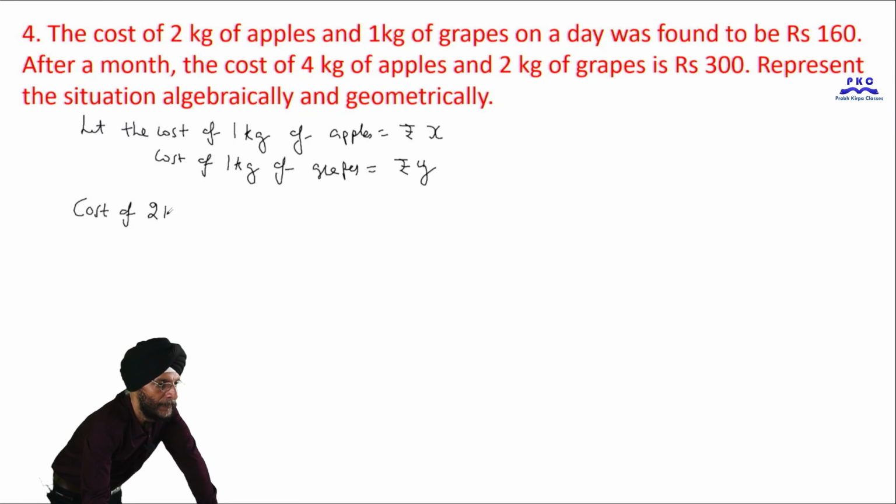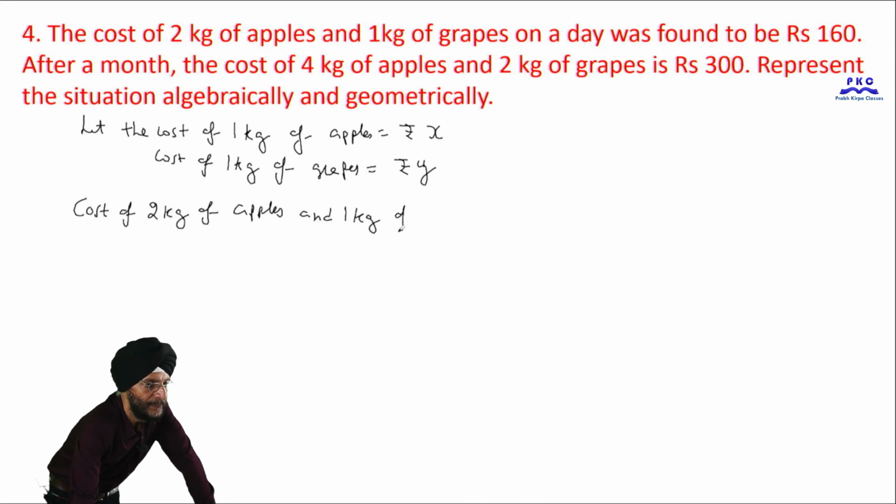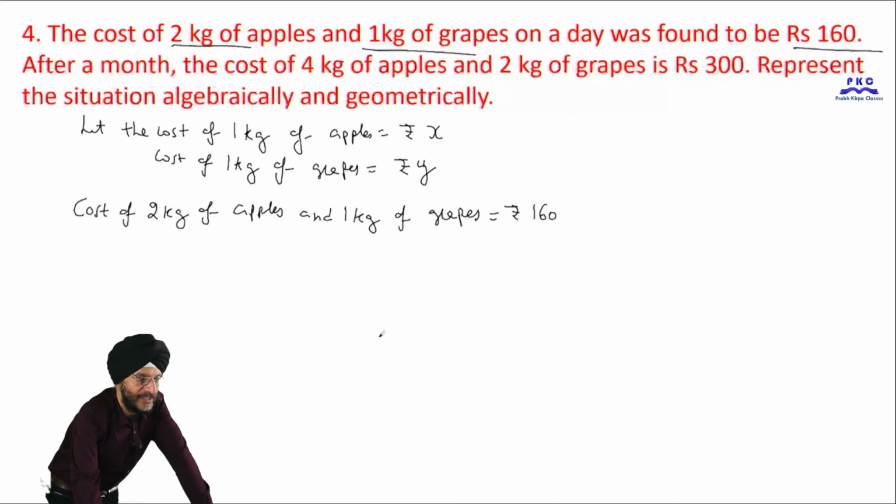The cost of 2 kg of apples and 1 kg of grapes is equal to rupees 160. This is the first scenario. 2 kg apples, 1 kg grapes, cost is 160.